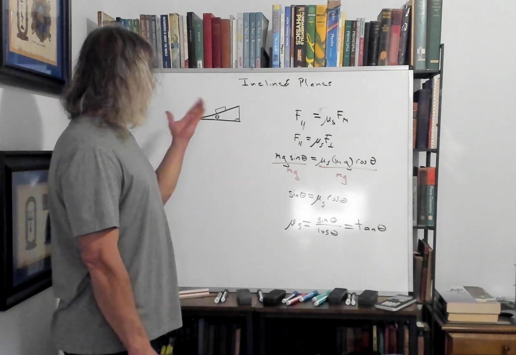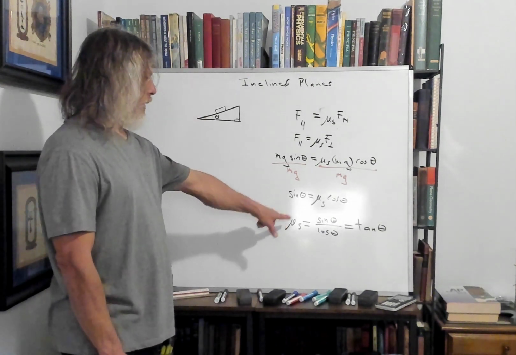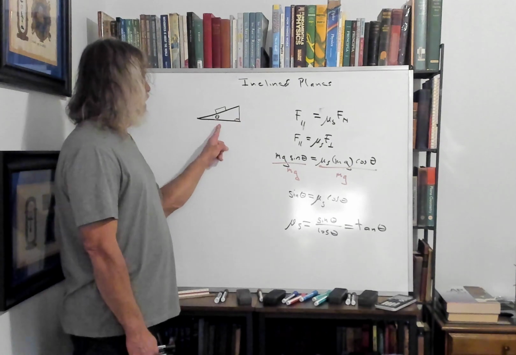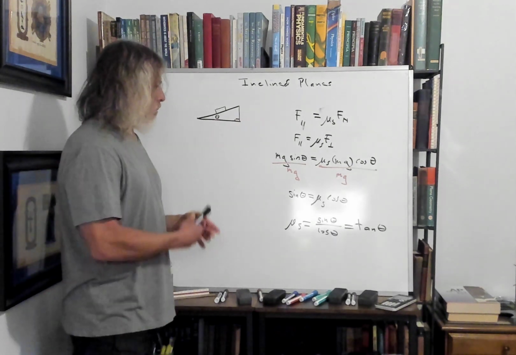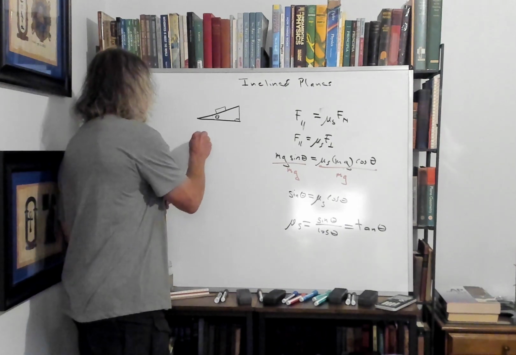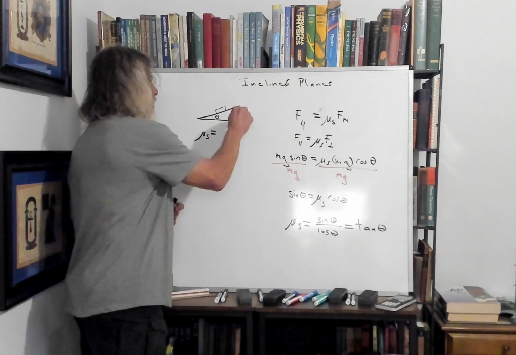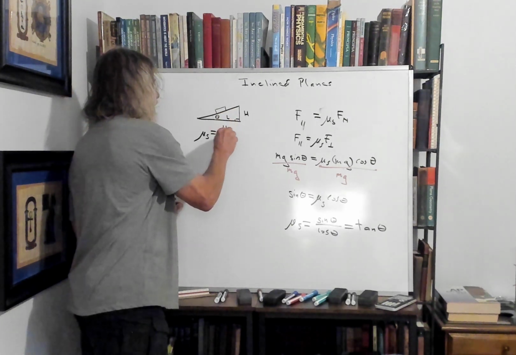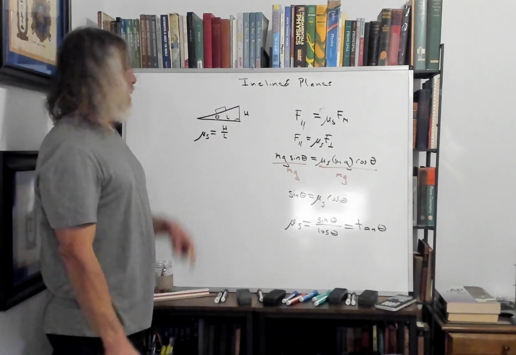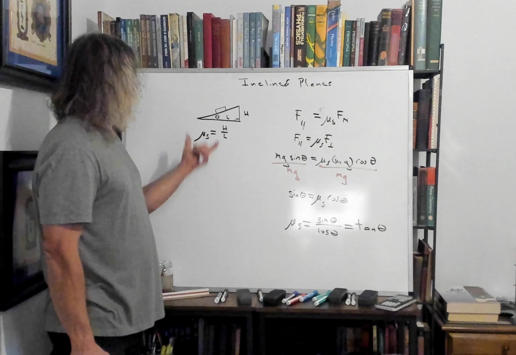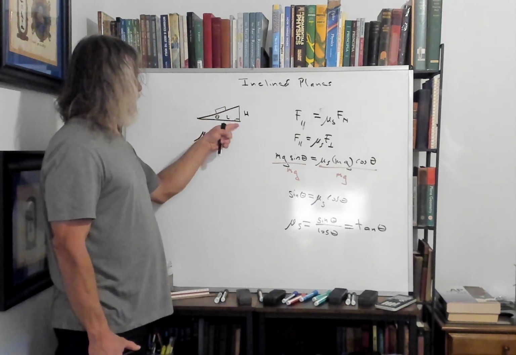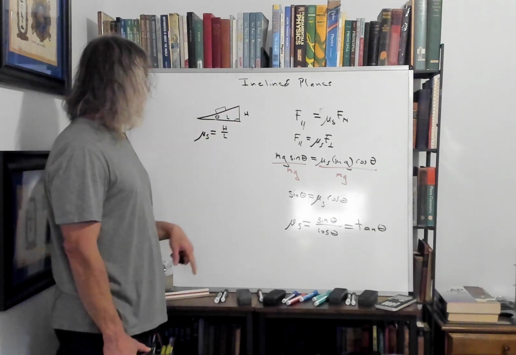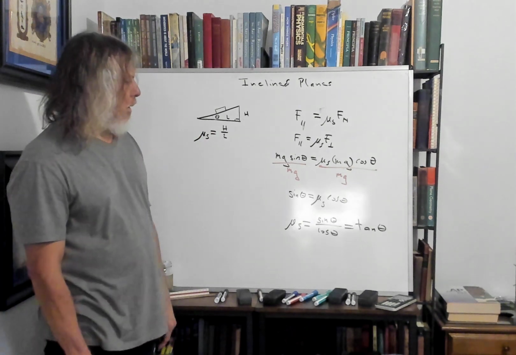So in this context, we can get the coefficient of static friction by doing the tangent of theta, but notice the tangent is opposite over adjacent. So the coefficient of static friction is also height over length. The length from here to this is like the base of the triangle. Height of the triangle, base of the triangle, think of it that way. This ratio will give you the coefficient of static friction.